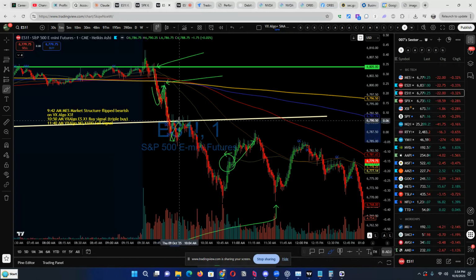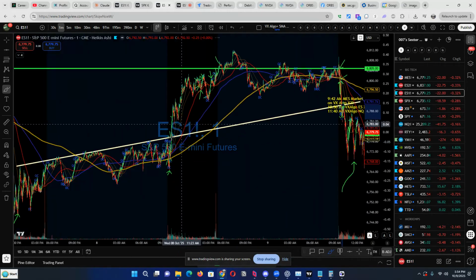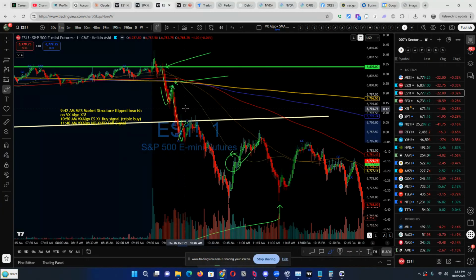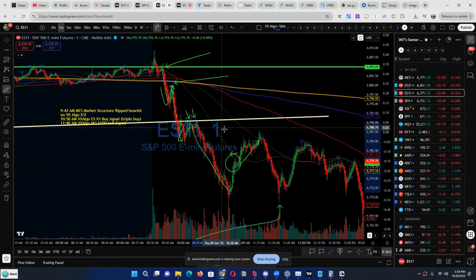And then we pushed back up to this trend line that I drew from yesterday. That trend line worked out pretty well. So now we're using that as resistance. So I want to short that. Went down more. And then 10:50, we had our first triple buy signal.